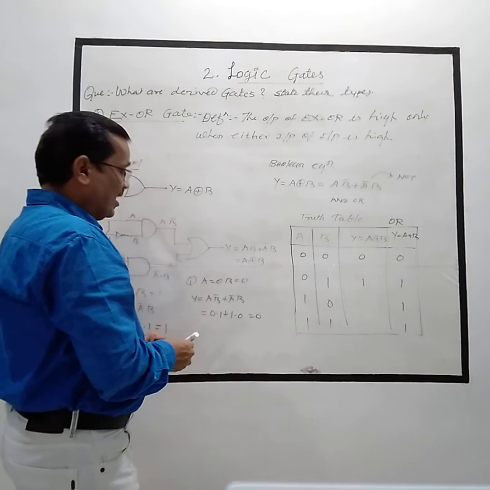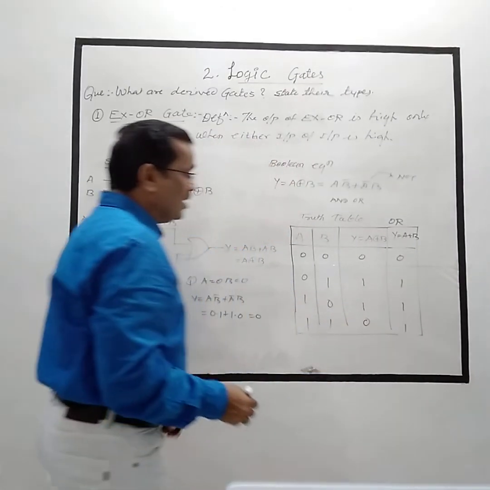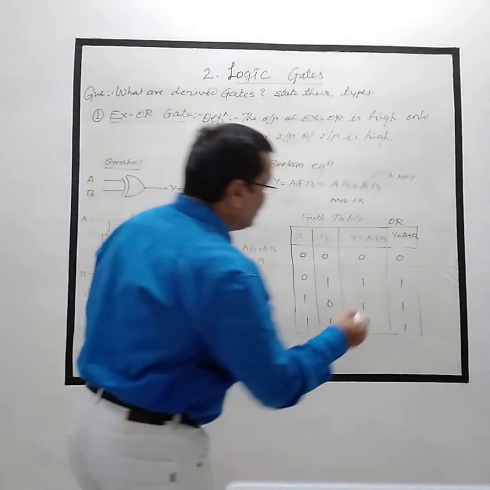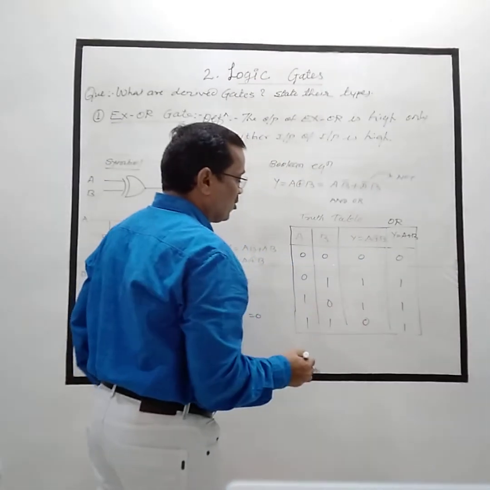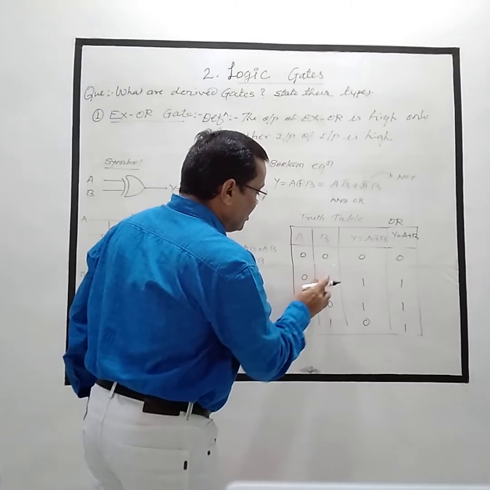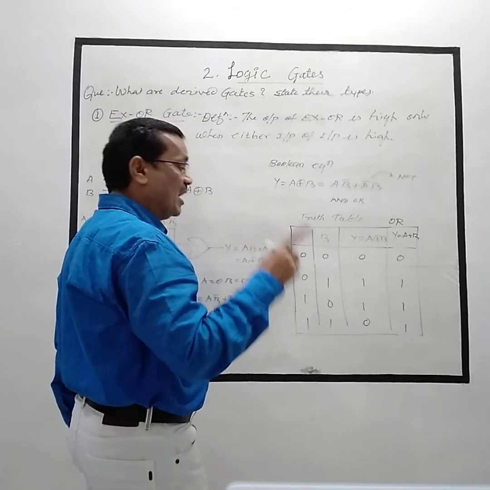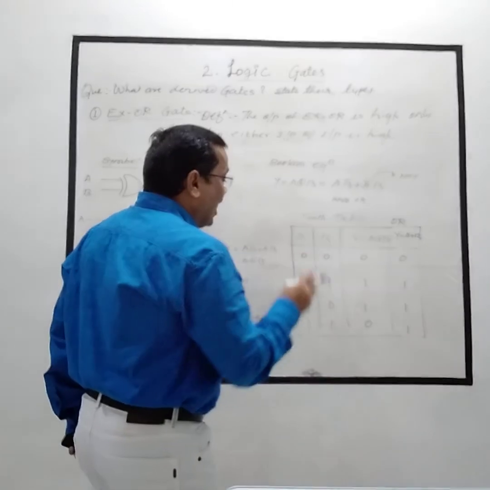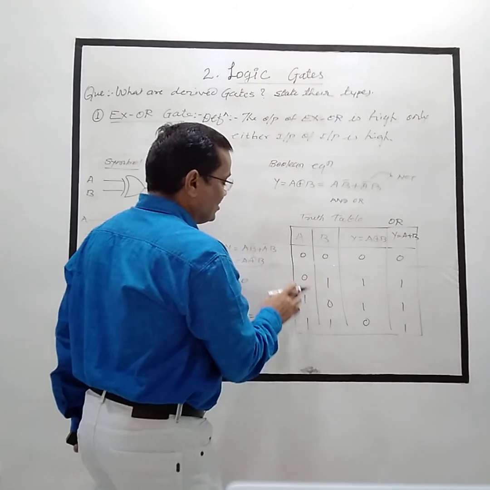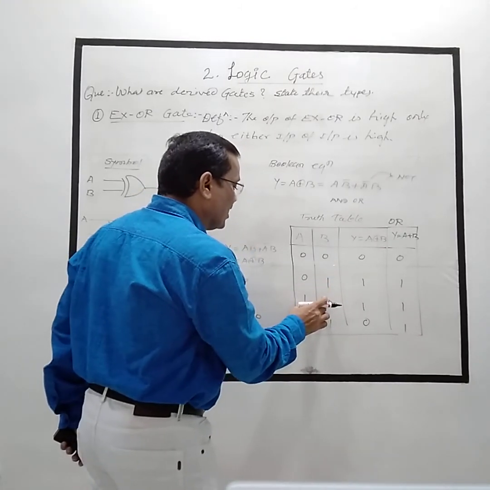Similarly, if you calculate, then the output here will be 1 and here will be 0. Now you observe that of all these 4 combinations, in only 2 combinations the output is 1. So the output of XOR gate is high only when either of the inputs is high. See here in this case, one of the inputs is high, then the output is high.